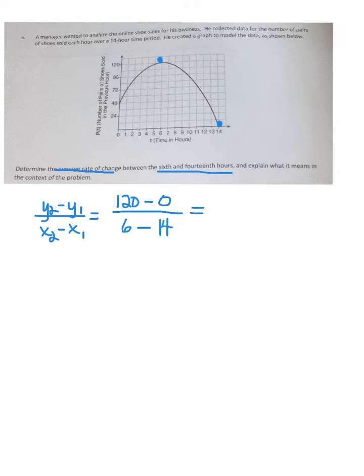All right, so let's do the math. So we have 120 over -8, and when we divide that, that's a -15. Okay, so what does that represent?